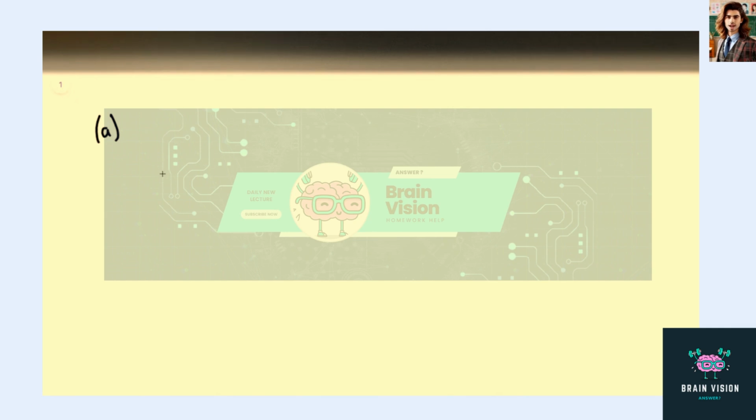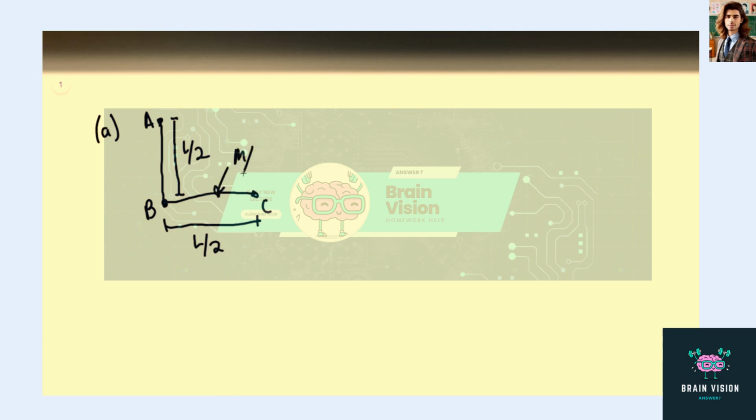For part A, they're asking us to find the moment of inertia about an axis that is perpendicular to the plane, passing through the point where two segments meet. So we have this little diagram here. We're going to say that this is A, this is B, and this is C. And we know that this is L over 2, and that this is also L over 2. And at this point, we can say that this mass is going to be m over 2, and then this mass is also m over 2.